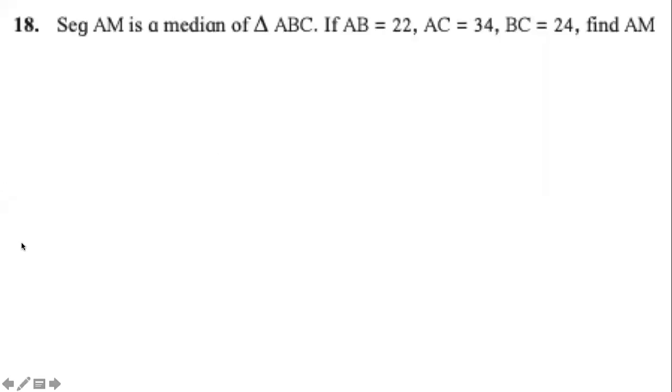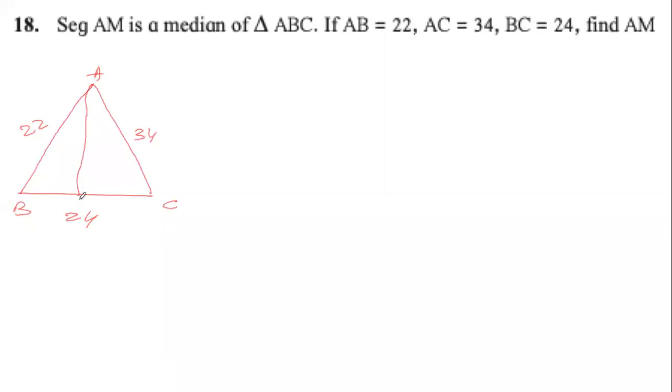Question number 18, which is the last question of this problem set, reads: segment AM is a median. So once again, we are dealing with a median of triangle ABC. So let us start drawing the triangle. And this you will solve all on your own, or you will tell me and I will write on the screen. So we have a triangle once again, A, B, and C, where AB is 22, AC is 34, BC is 24, and the median is AM. We have to find AM.